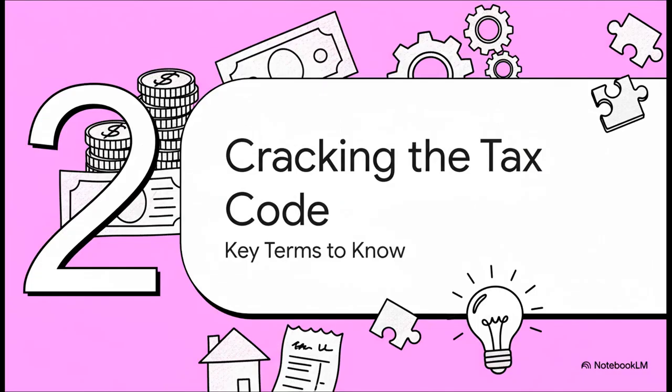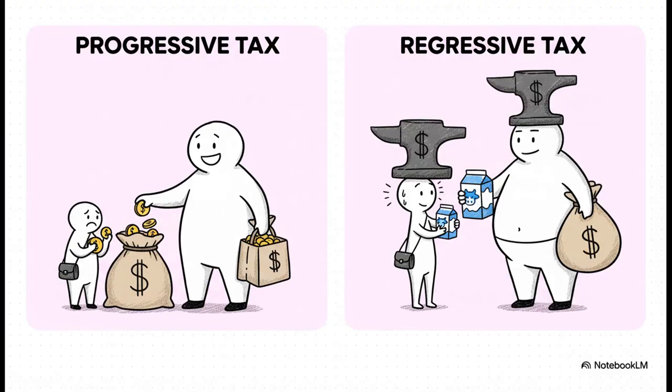Now we're going to crack open the tax code itself and look at some key terms you absolutely need to know. Seriously, once you get these down, everything else just kind of starts to click. So we've got progressive taxes, right? They're based on your income. A regressive tax is, well, it's pretty much the opposite. A perfect example is sales tax. Just think about it. Whether you make 30 grand a year or 3 million, you're paying the exact same 7% sales tax on, say, a gallon of milk. But that 7% is a much bigger piece of the pie for the lower income family. It puts a way bigger burden on them.